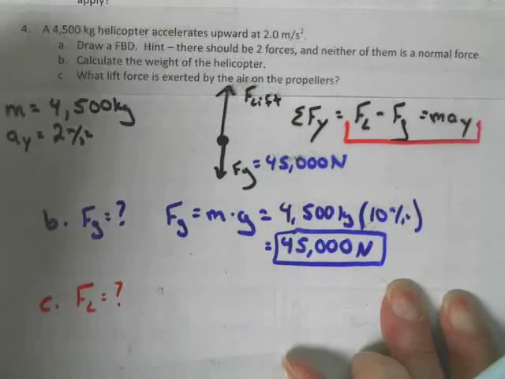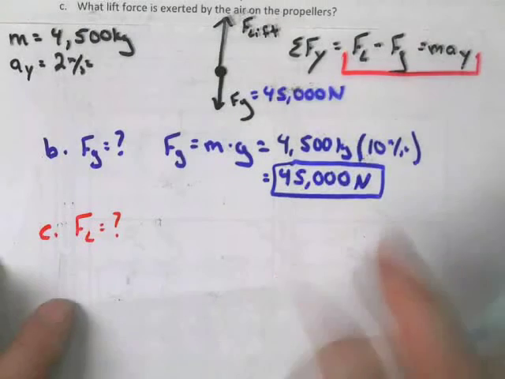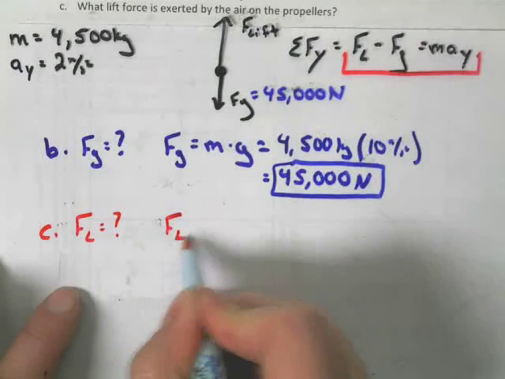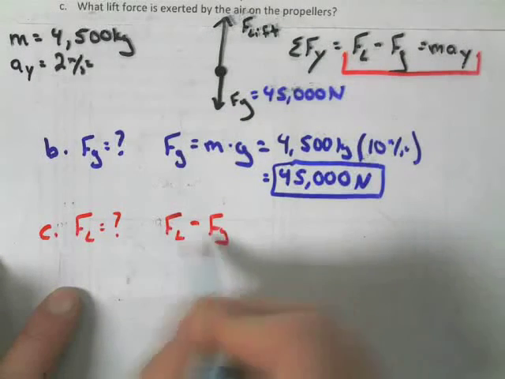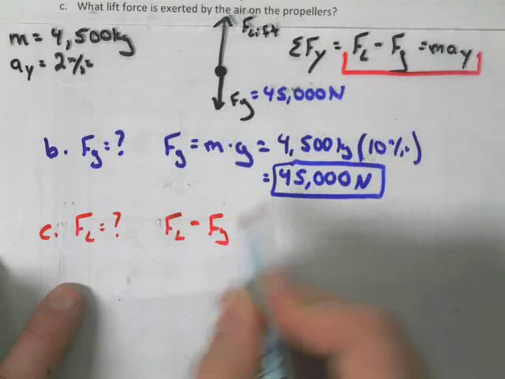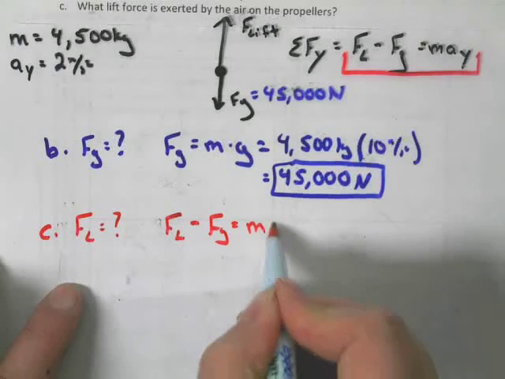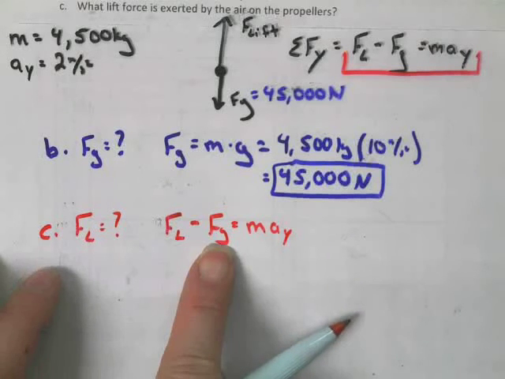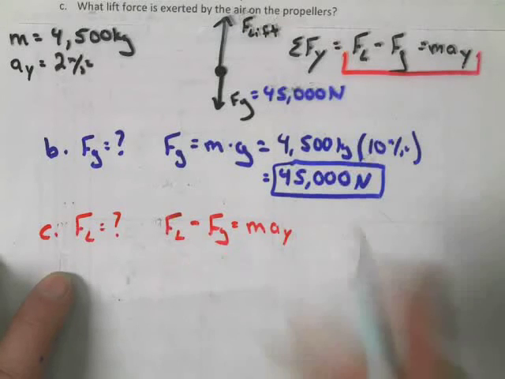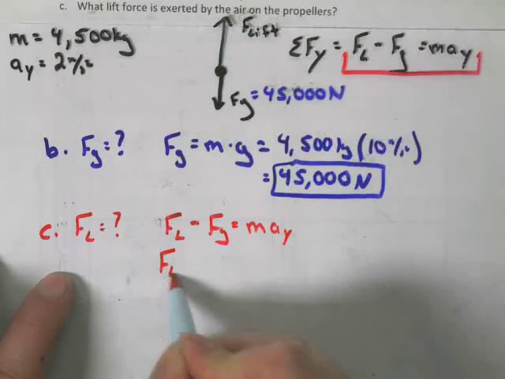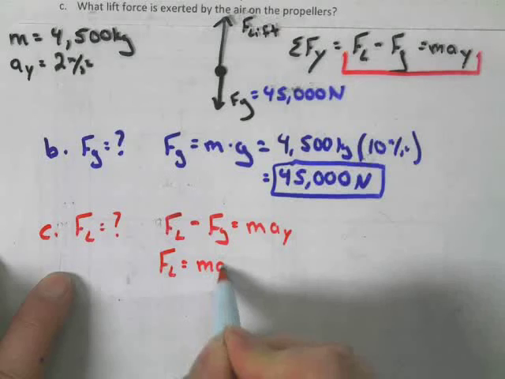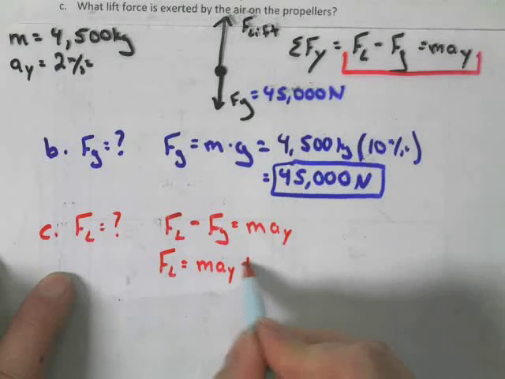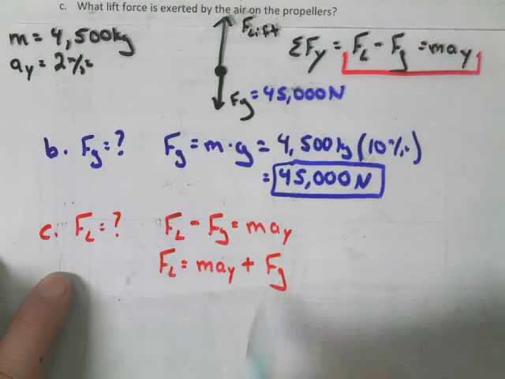There's my equation. I'm going to rewrite it again because we have to solve for lift force. So the lift force minus the force of gravity, all the forces up minus all the forces down, is equal to the mass times the acceleration in the y. If I solve for lift force, how do I move the weight, the force of gravity? Add it, because it's subtracting right now. So the lift force is equal to the mass times the acceleration in the y plus the force of gravity.